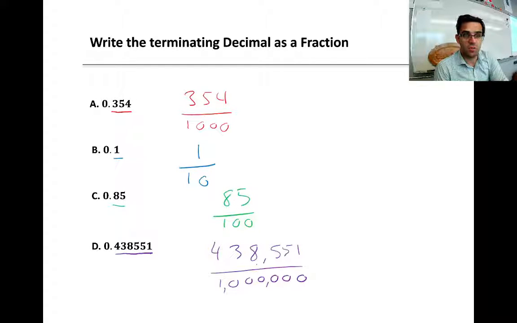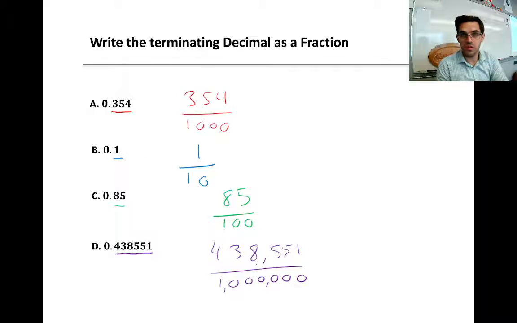So writing terminating decimals as a fraction, we take the decimal, we figure out how many place values there are, and we make it that number over 1 and that many zeros. So for example, 0.354 is 3 decimal place values. So we're going to put 354 as a numerator and 1,000 as a denominator. 1,000 has 3 zeros. 3 decimal place values, 3 zeros in the denominator.